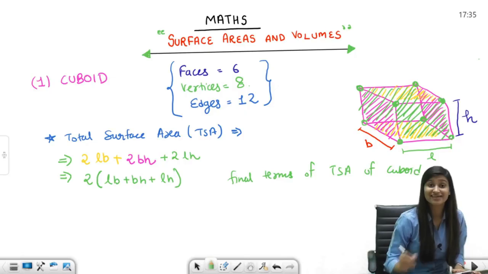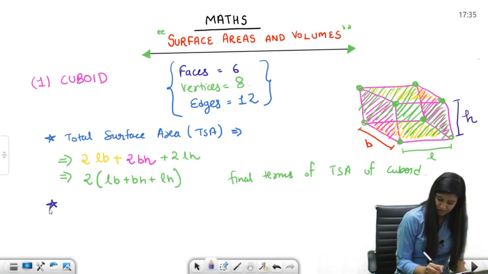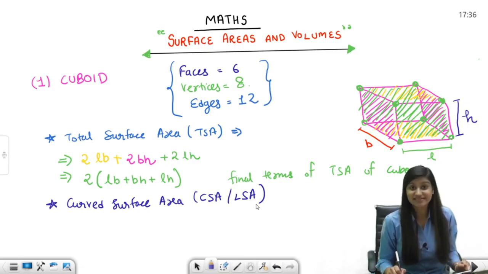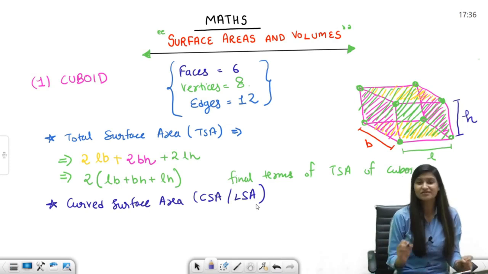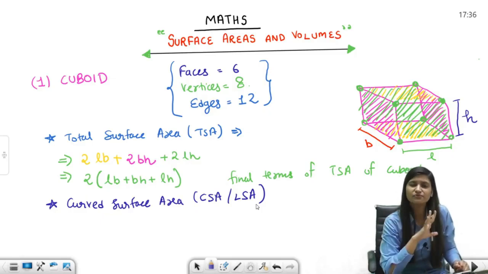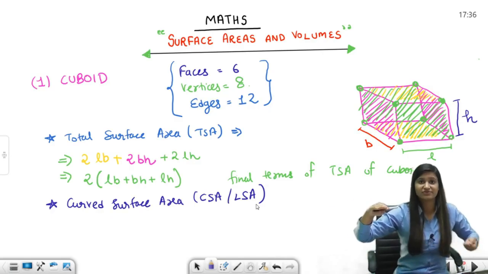Easy, right? Now let's talk about the curved surface area or the lateral surface area. Curved surface area, in short CSA, or you can say LSA, that stands for lateral surface area. So whenever you are asked to calculate the curved surface area of anything, you just need to do one thing. Take out the upper face and the bottom face.